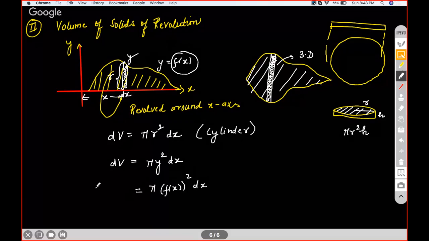Understood? And to get this volume, you integrate it from this value, let's say a, to this value, let's say b, and you get your answer. Is that fine? Is the idea clear how it works?